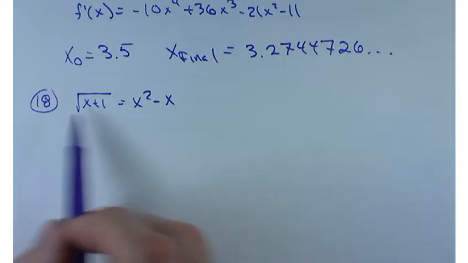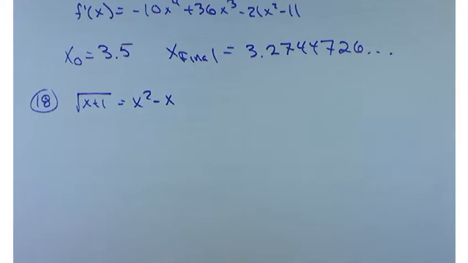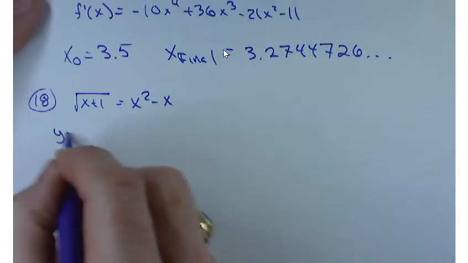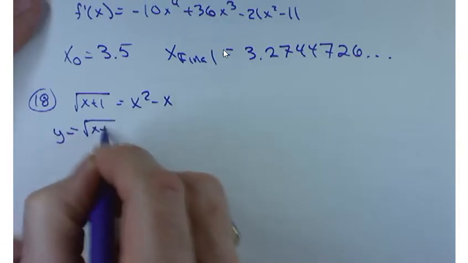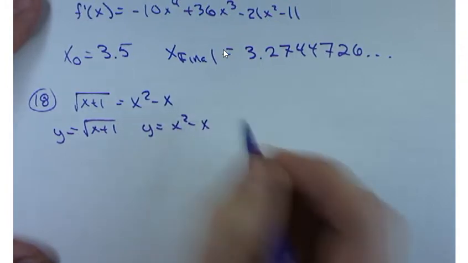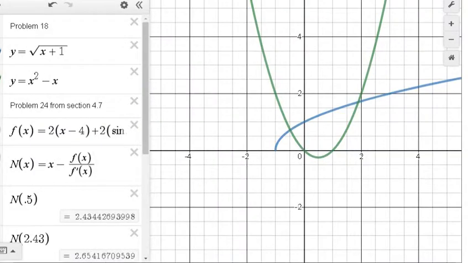So, wait a minute. That's not exactly what Newton's method is about, right? Well, tell you what. Let's look at this graphically first. I'm going to look at it graphically first by looking at two different graphs. y equals the square root of x plus 1, and y equals x squared minus x. And what we're looking for there is where those graphs intersect.